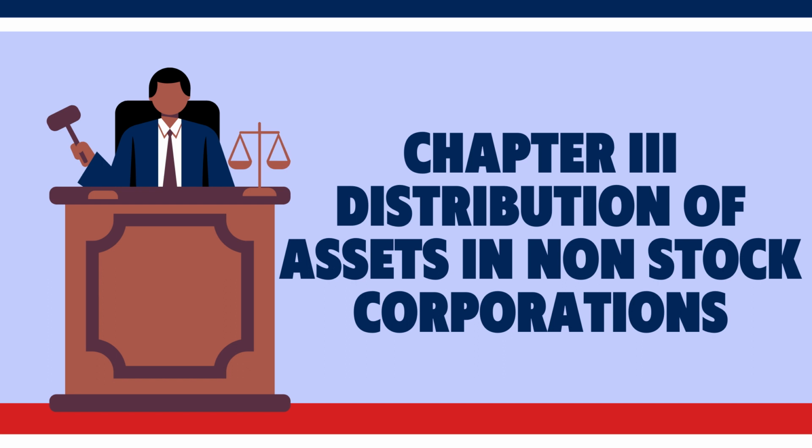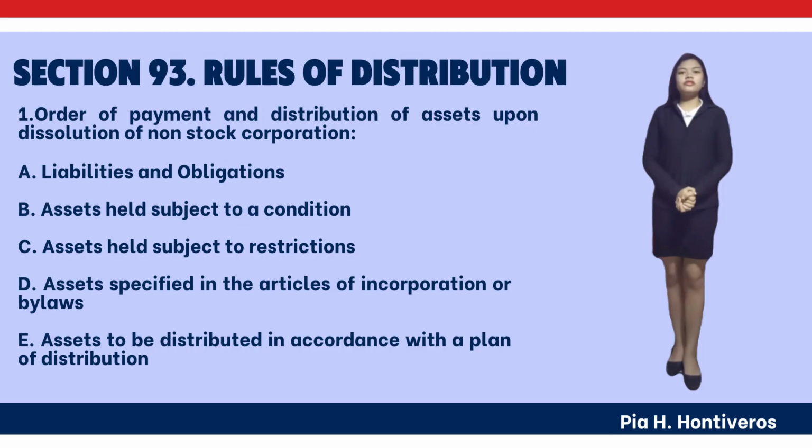Lastly, Chapter 3, denominated Distribution of Assets in Non-Stock Corporation, encompasses two distinct sections elucidating the principles governing asset distribution and the blueprint for the allocation of assets. Chapter 3, Distribution of Assets in Non-Stock Corporations. Section 93 is about the rules of distribution.